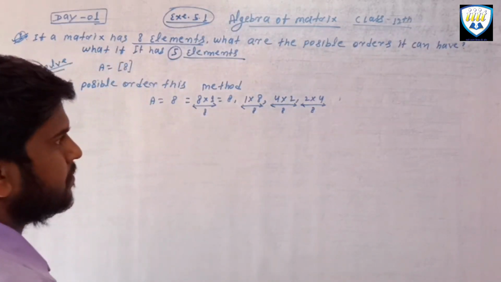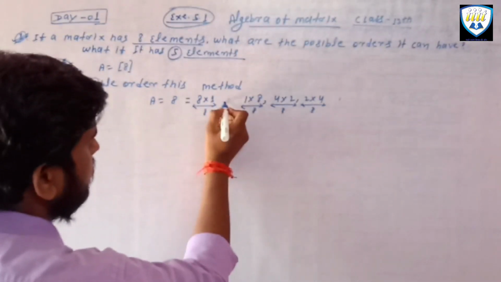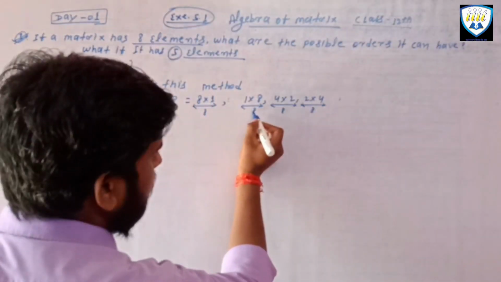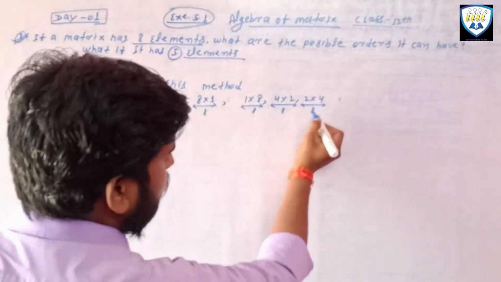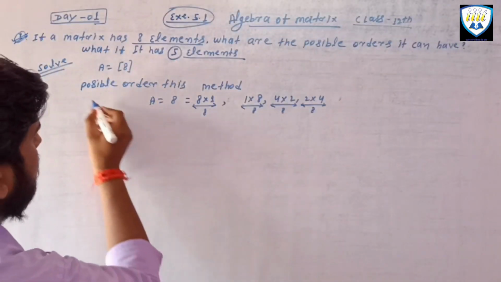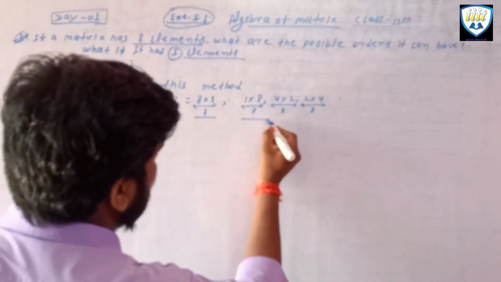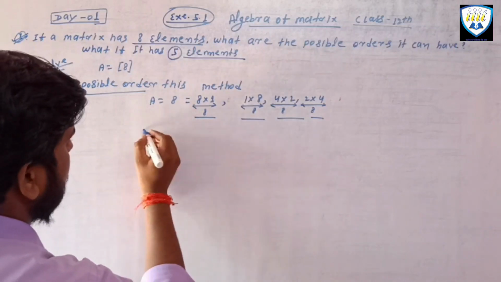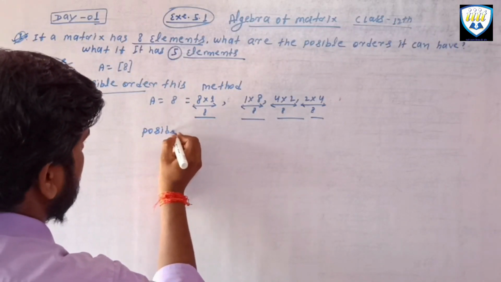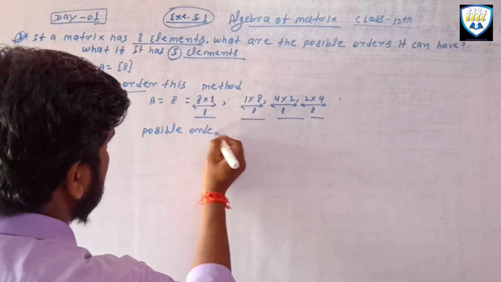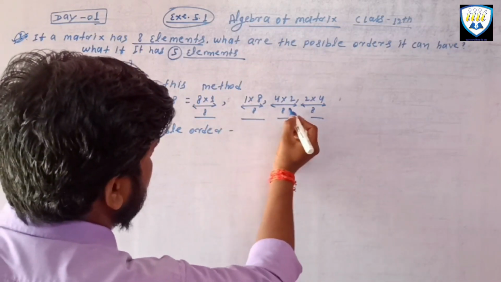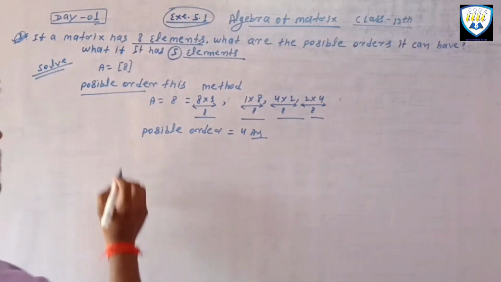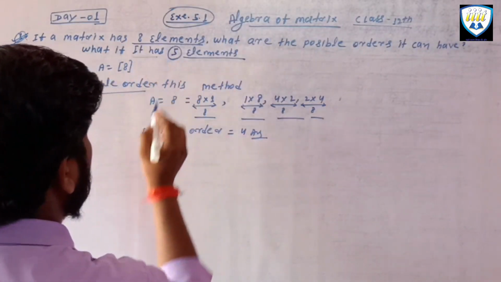Any doubt? The possible orders are 8 into 1, 1 into 8, 4 into 2, 2 into 4. There are 4 possible orders, so the answer is 4. Anybody doubt? And what if it has 5 elements?